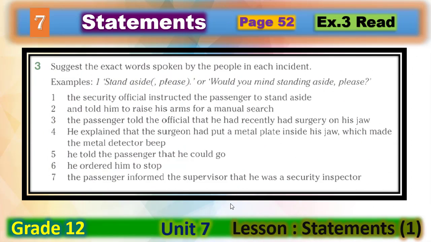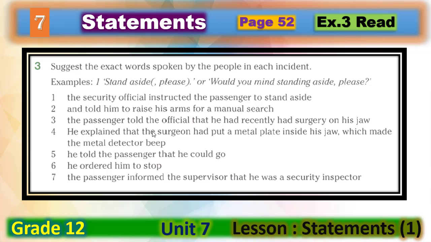Now let's move to exercise 3. In this exercise, you have to suggest the exact words spoken by the people in each incident, and let's study an example. Let's read the first sentence. The security official instructed the passenger to stand aside. This is not what actually said by the two people in the picture or in the situation.